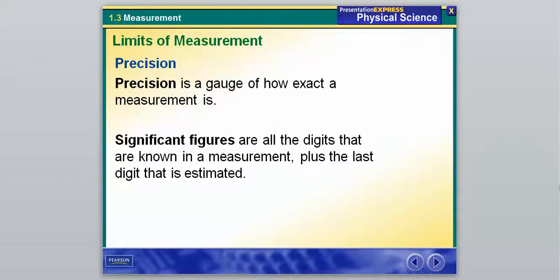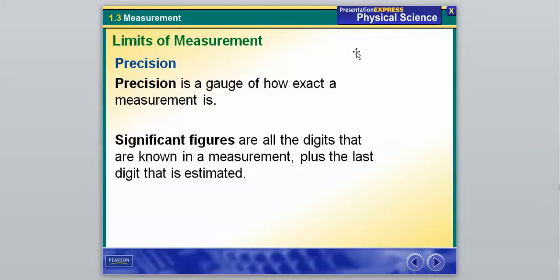Precision is defined as a gauge of how exact a measurement is. So when we are looking at a length, if we measure it as 3.12 meters, is that as precise as we can get based off of the tool that we're using? That is precision, how exact our measurement is. Because if it's really 3.12 meters, but we just measure it as 3, that's not very precise.